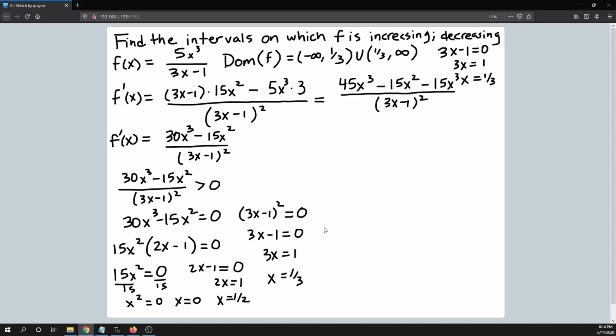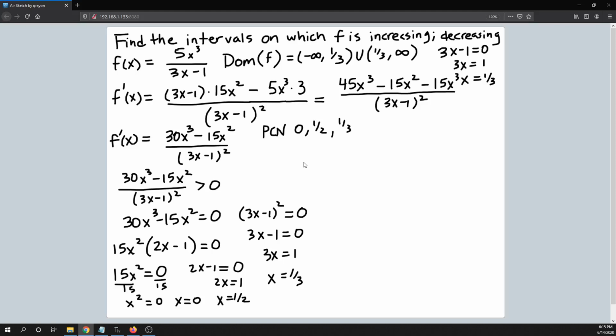All right, so I get these possible critical numbers. I get, let's see, where can I write that? Right here. I get possible critical numbers of 0, 1/2, and 1/3. Okay, so I need to take all of these possible critical numbers and put them on a number line that represents the domain of f prime.